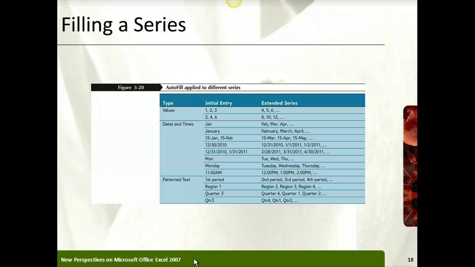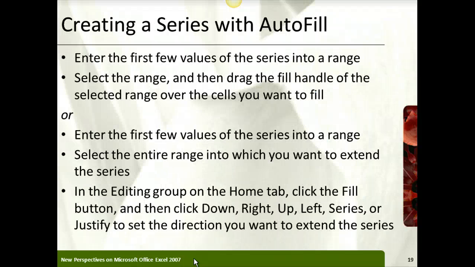So autofills can be applied to certain series. We've already done some of these, but 1, 2, 3 the initial, the extended would be 4, 5, 6. Dates, we've done those as well. Pattern text, you can do Region 1. You select it, it'll go Region 2, Region 3, and so on and so forth.